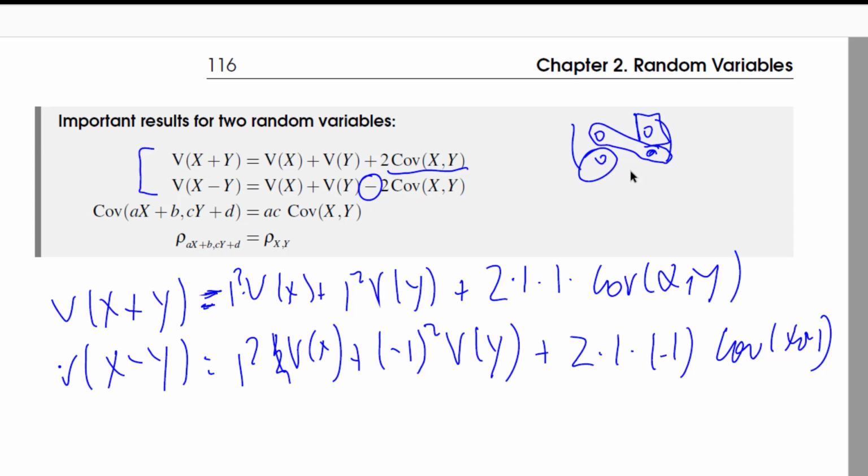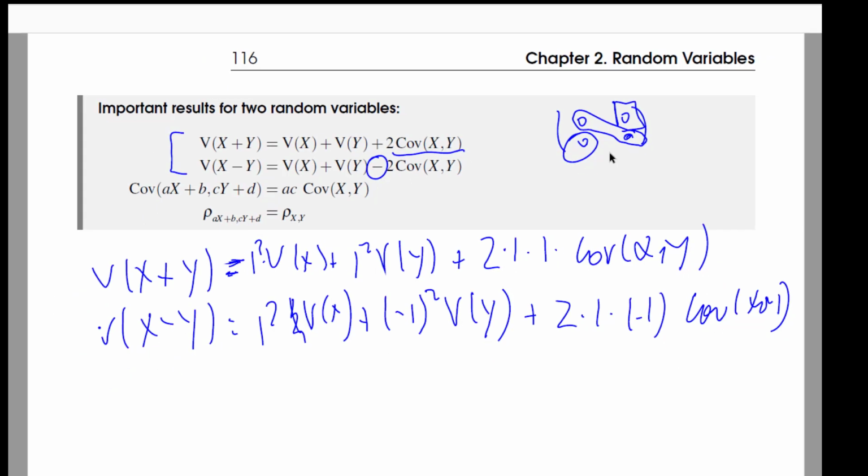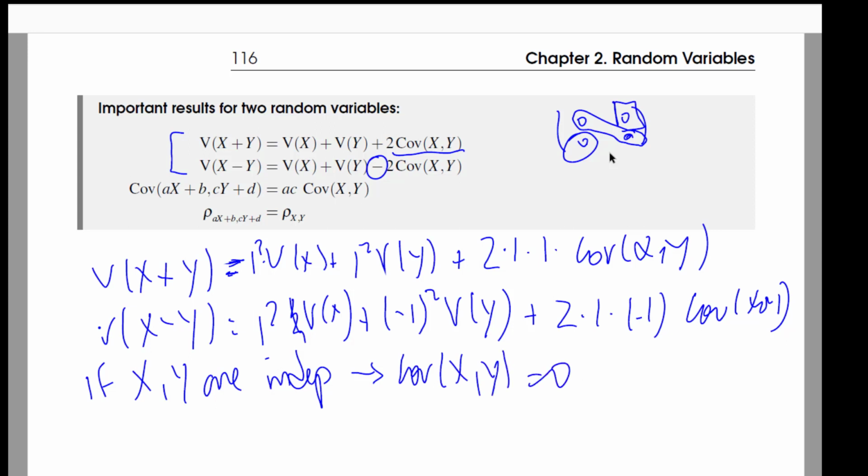And now, the most famous version of the propagation of error formula is when x and y are independent. So if x and y are independent, it means that the covariance of x and y is 0. And therefore it means that the variance of x plus y equals the variance of x minus y, because it's just the sum of the variances.